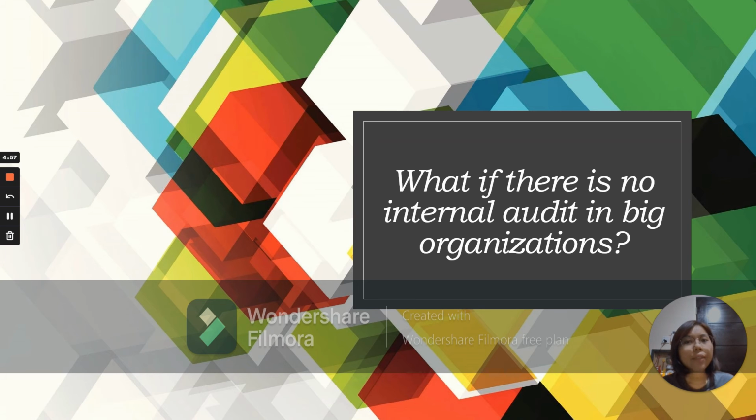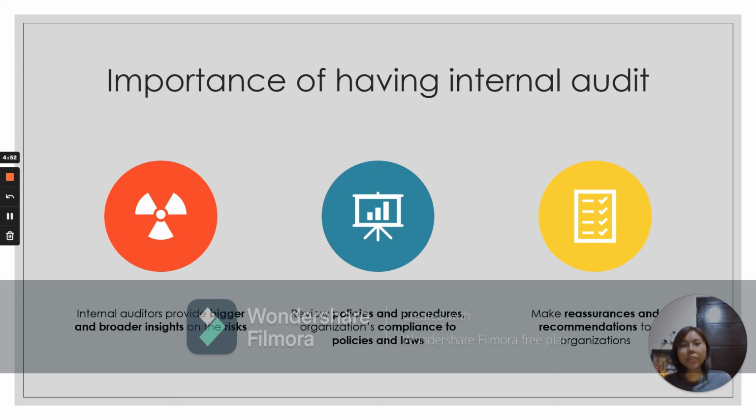Next, we look at what happens if there is no internal audit in big organizations. The importance of having internal audits is that they provide bigger and broader insights into the risks the organizations are facing, especially when they are taking on new projects or new events. Secondly, internal audits also help to review the policies and procedures that the organizations are bound to comply with, and they ensure that the organizations comply with those policies and laws. And thirdly, internal audits also provide reassurance and recommendations to organizations.